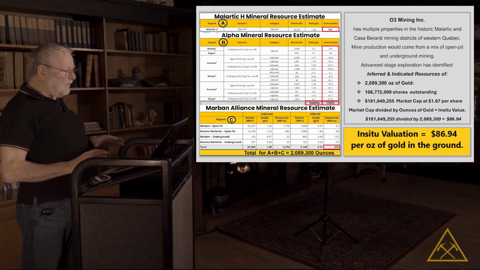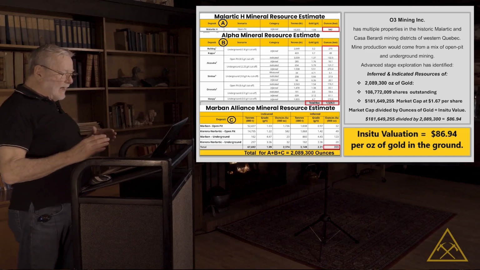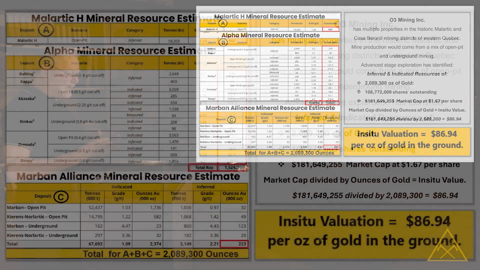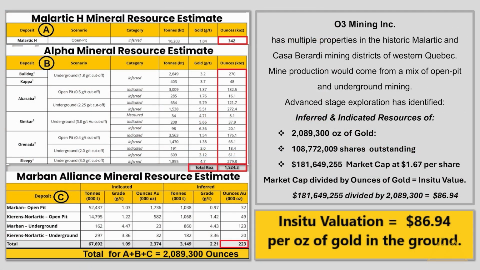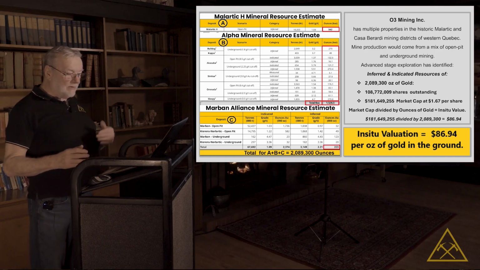All right, on this slide we have the mineral resource estimates. So Q3 Mining had, through their resource estimate, an inferred and indicated resource of over 2 million ounces of gold, over 108 million shares outstanding, and a market cap of a little over $181 million. You take that market cap, divided by the ounces of gold, gives you your in situ value. And at that time, it was $86.94 per ounce in the ground.